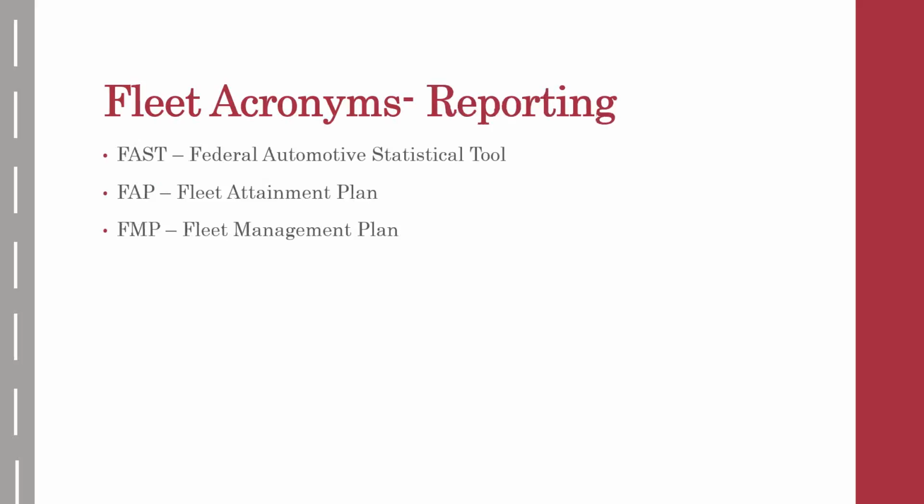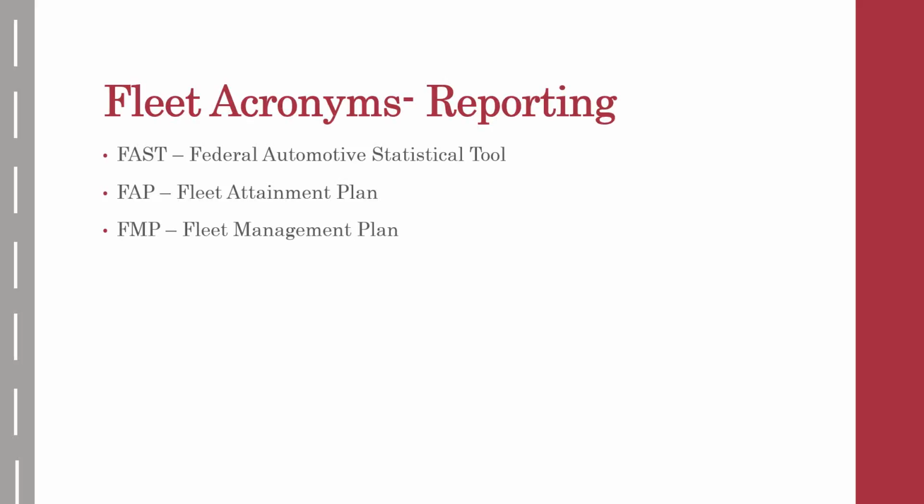Now we move into fleet acronyms related to reporting. There are various reports required of federal fleet managers, and one of the areas in which fleet data is reported is through the Federal Automotive Statistical Tool, or FAST. Typically, end of fiscal year data is analyzed by an agency to make sure it's accurate, the data is scrubbed, and then it's uploaded to the Federal Automotive Statistical Tool, which is run by GSA. And I think they're in partnership with another organization.